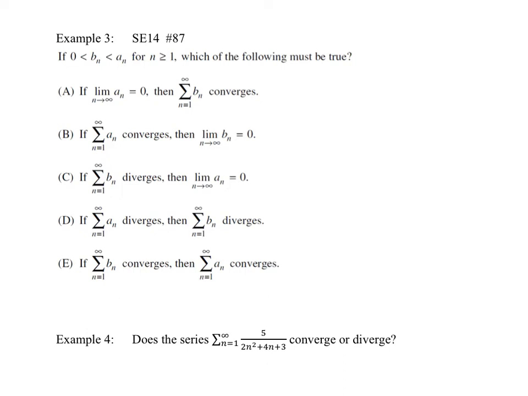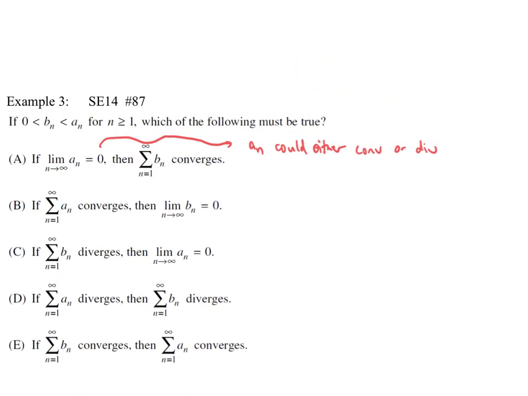Now, if this is true, A sub n could either converge or diverge. Now, one simple example is that A sub n, if it was, for example, the alternating harmonic, that limit is 0, yet it converges. And the harmonic, that limit is 0, and yet it diverges.